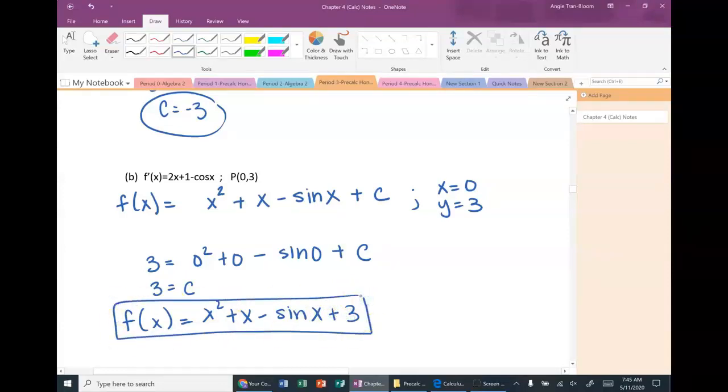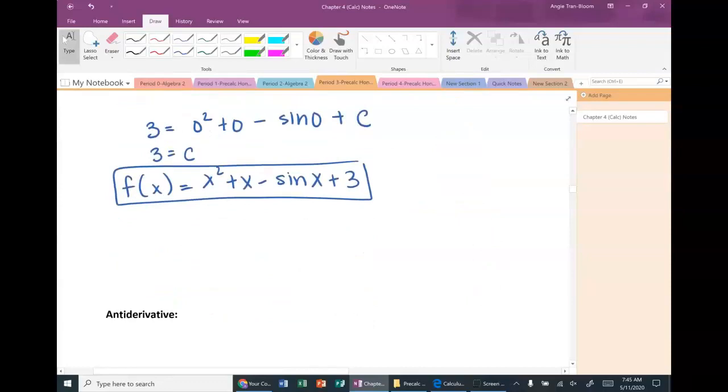Okay. We have one last definition here. So what we were doing for example 5 is called antiderivative, going backwards.